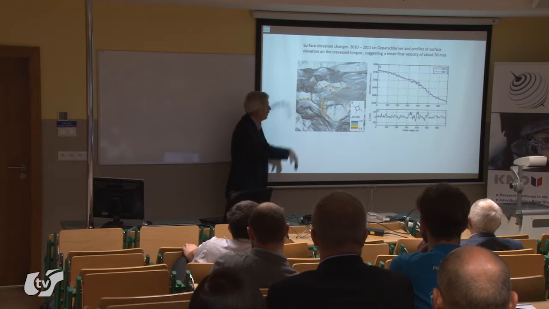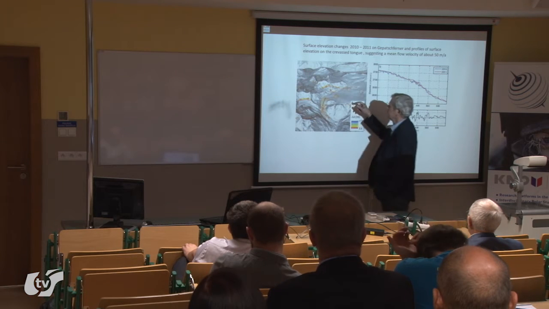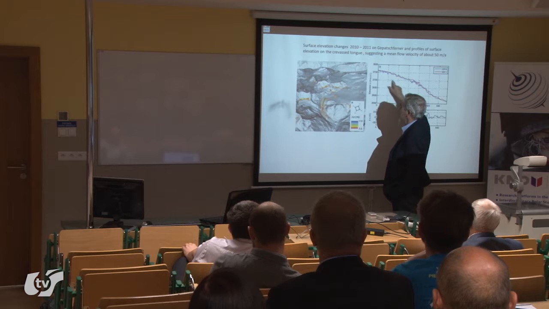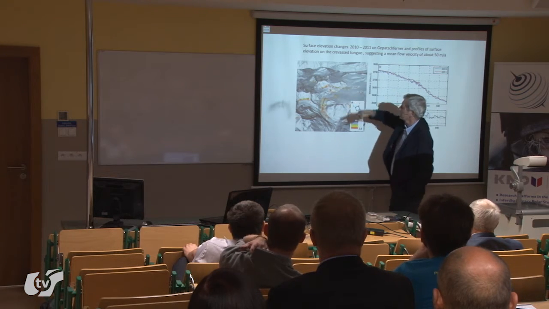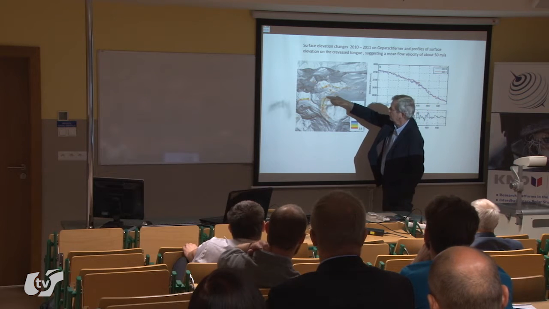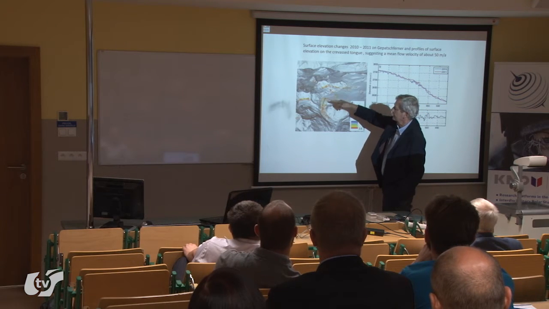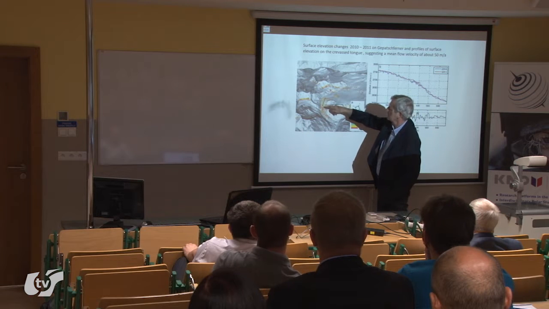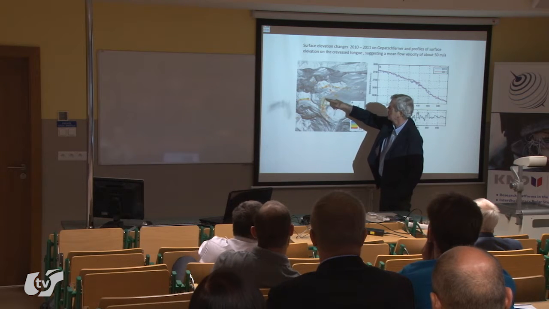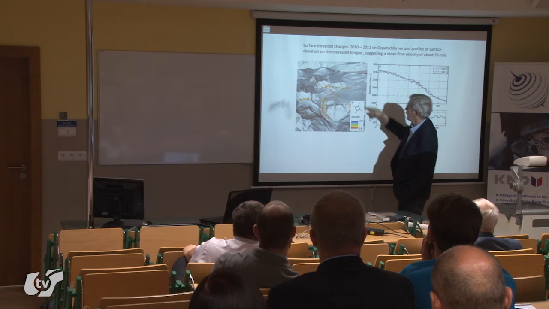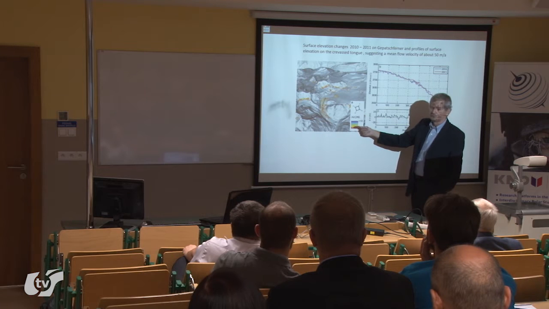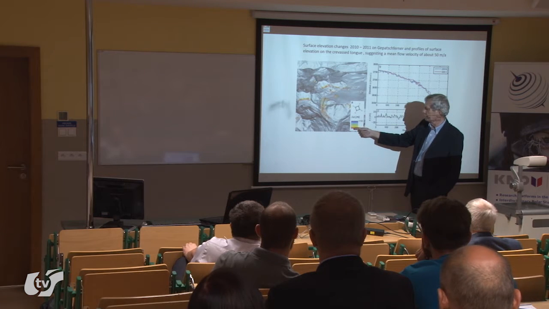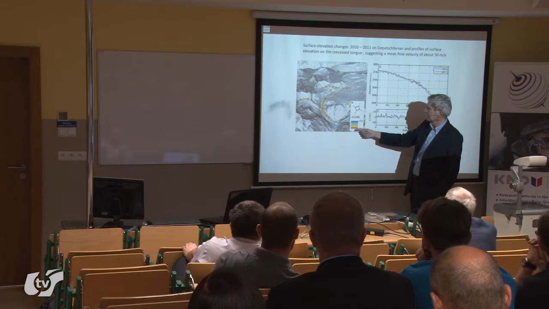This is a view of Gepatschferner and its tongue. That's the accumulation area of Gepatsch. That was Kesselwandferner that we just looked at. And you see the small or narrow tongue, which has a thickness of 100 meters and a speed of about 50 meters per year. And the color scale gives you the accumulation from October 2010 to May 2011 in a color scale starting with 2.50 meters.